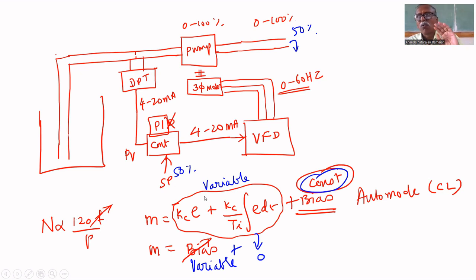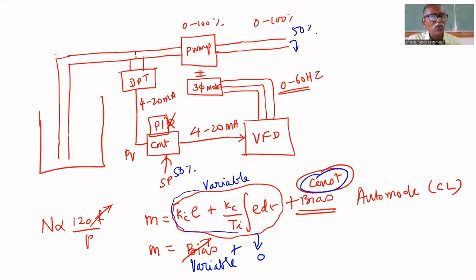So what is happening while transferring from manual mode to auto mode? This formula part is included by making bias equal to a constant. That is the function of the controller. That is called bumpless transfer. When you transfer from manual mode to auto mode, the bias becomes constant and the formula part as a function of error is included in the controller output. That's all.